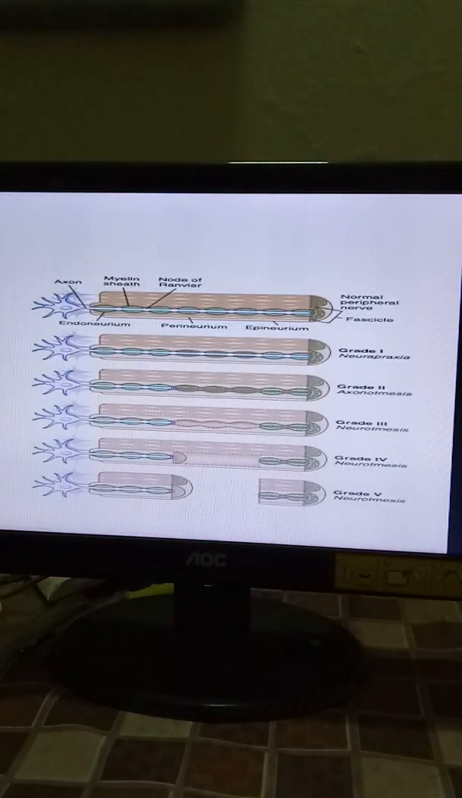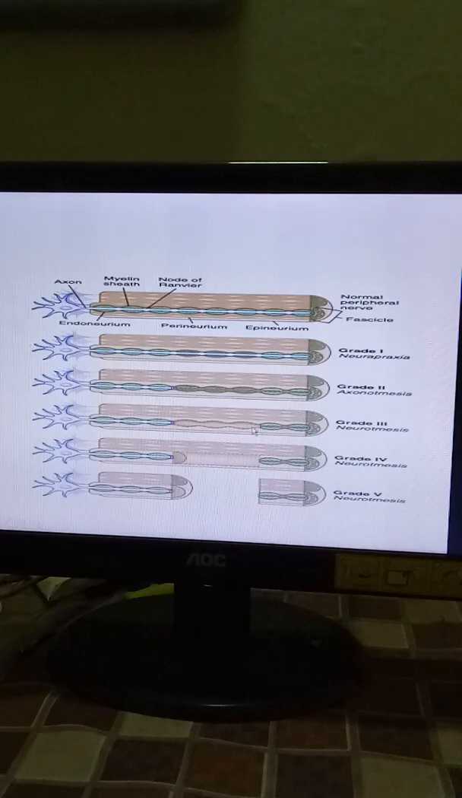Now you can see here the three major types of axonal neuropathies. Grade 1 is known as neuropraxia, where there is a compression of the neuron, but no actual damage. Grade 2 is axonotmesis, where there is a direct injury to the axons. And the third category is neurotmesis, where there is a complete destruction of the axons.